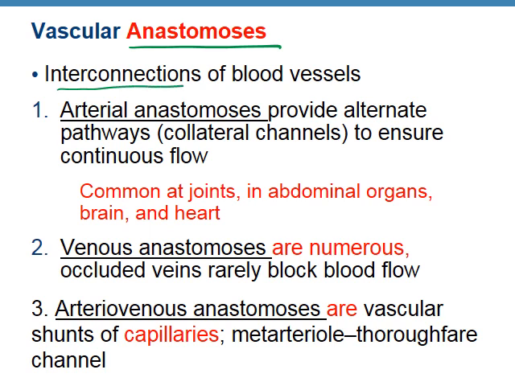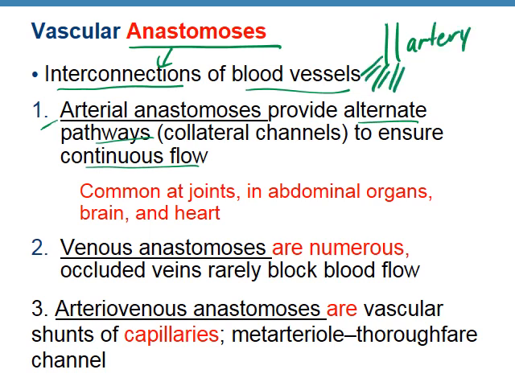All right, now for some fancy anatomy words, anastomoses, right? So basically all we're saying is that this term means interconnections of blood vessels. So basically how blood vessels come together. So what would be an arterial anastomoses? This would be alternate pathways to ensure continuous blood flow. So they're saying if you have an artery and that artery has multiple branches, that's an arterial anastomoses.